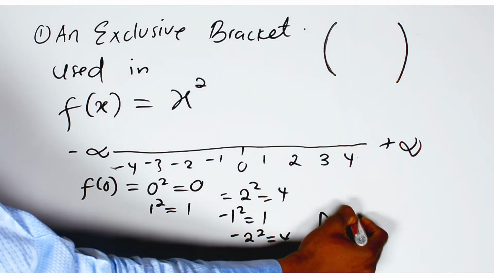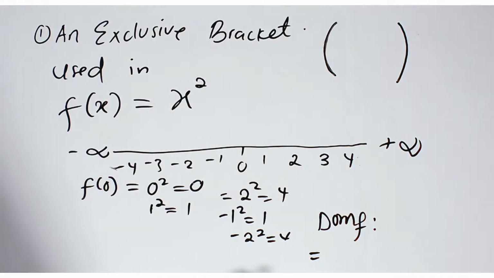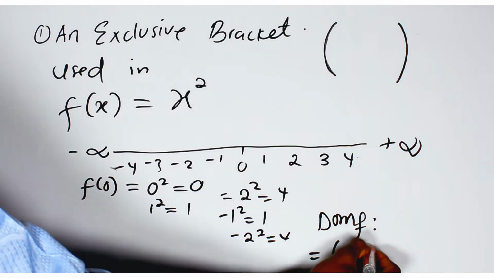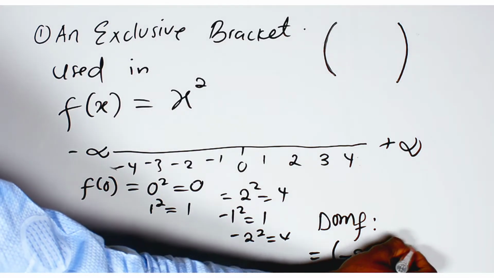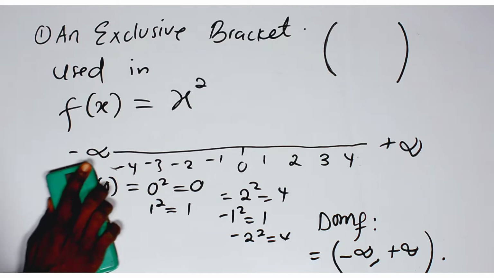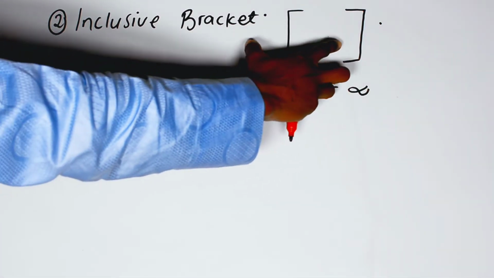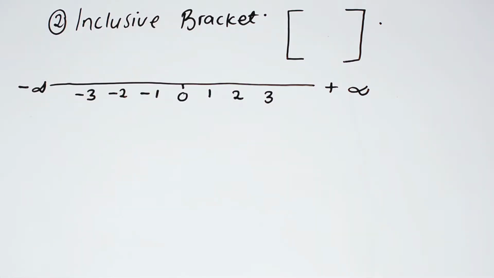Therefore, the possible domain of this function would be exclusively negative infinity to positive infinity exclusively. But for infinity, it shows included since infinity has no end. Now number 2, an inclusive bracket. It is shown in this kind of bracket.